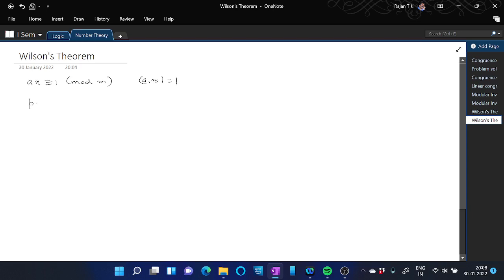If you take some example, p is equal to 7, you can see that the least residues modulo 7, 1, 2, 3, etc. up to 6 are invertible. We can verify. And not only that, the residues 1 and 6 are self-invertible because 1 into 1 is congruent to 1 mod 7 and 6 into 6 is also congruent to 1 mod 7.